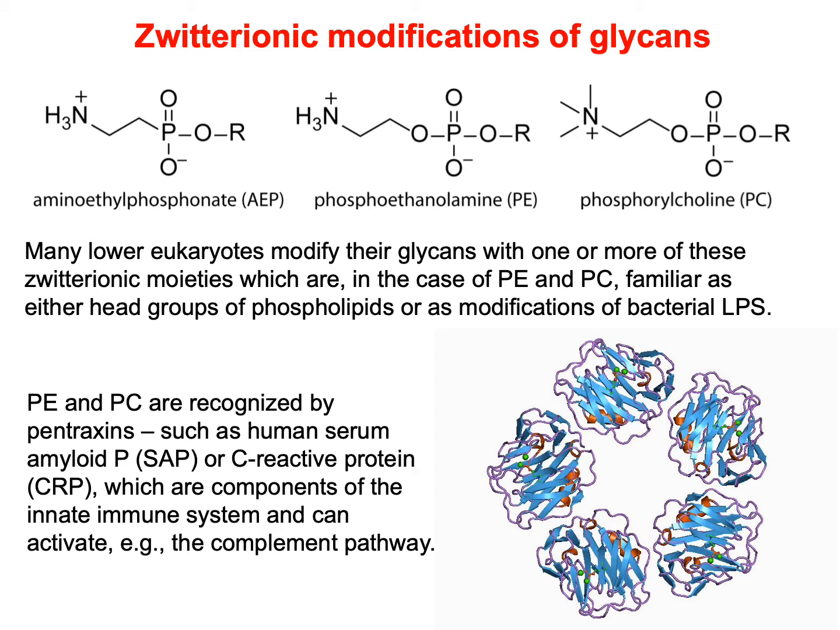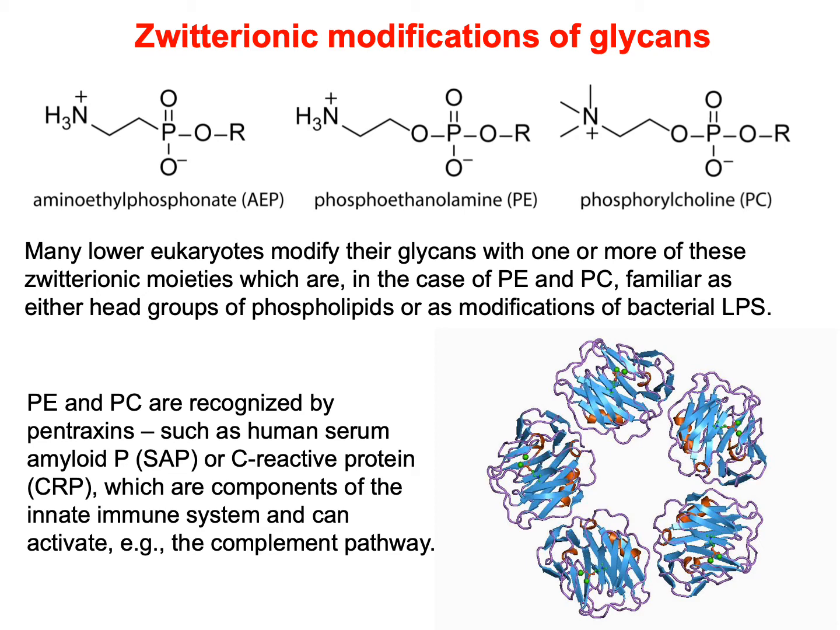PE and PC are more familiar perhaps as the head groups of phosphatidylcholine or phosphatidylethanolamine, or as the modifications of bacterial lipopolysaccharides. And so it's not perhaps surprising that as they are foreign to humans in the context of being part of glycoconjugates, that PE and PC are recognized by the immune system, for instance by pentraxins. That means proteins such as human serum amyloid P or C-reactive protein.